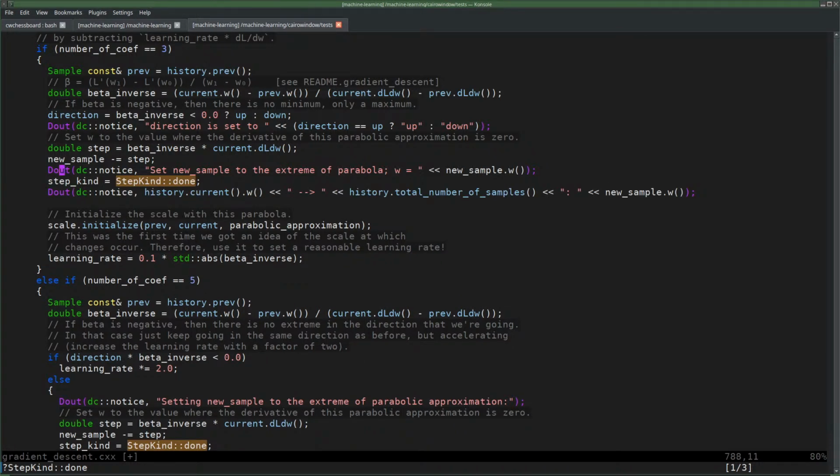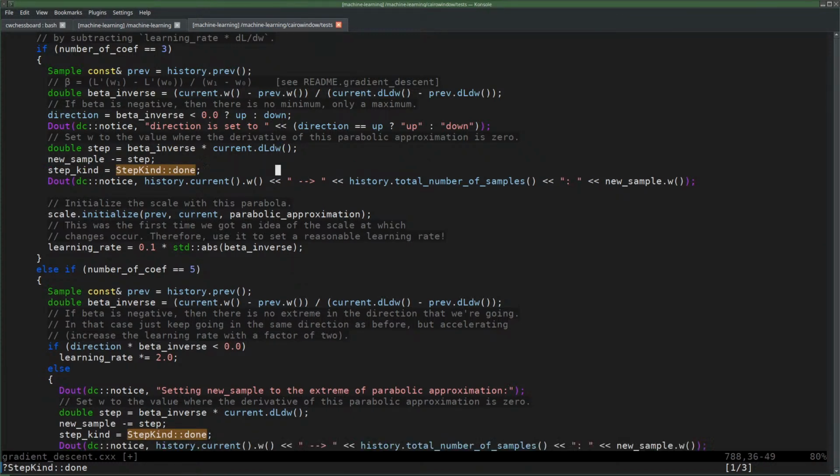Print, and then this is saying set new sample to the extreme. It's the same. Is that correct? It's not correct. Well, actually, when it is the beta inverse times something, it is correct. So, okay, copy that. Step.